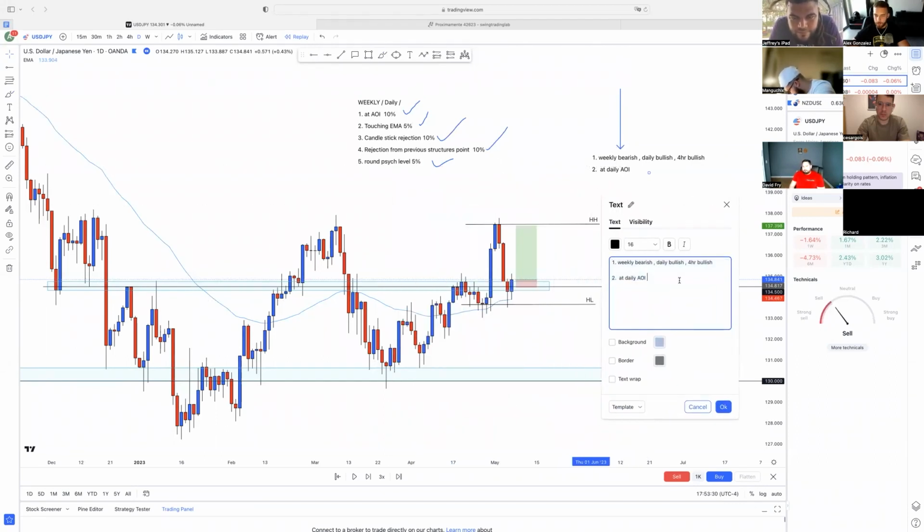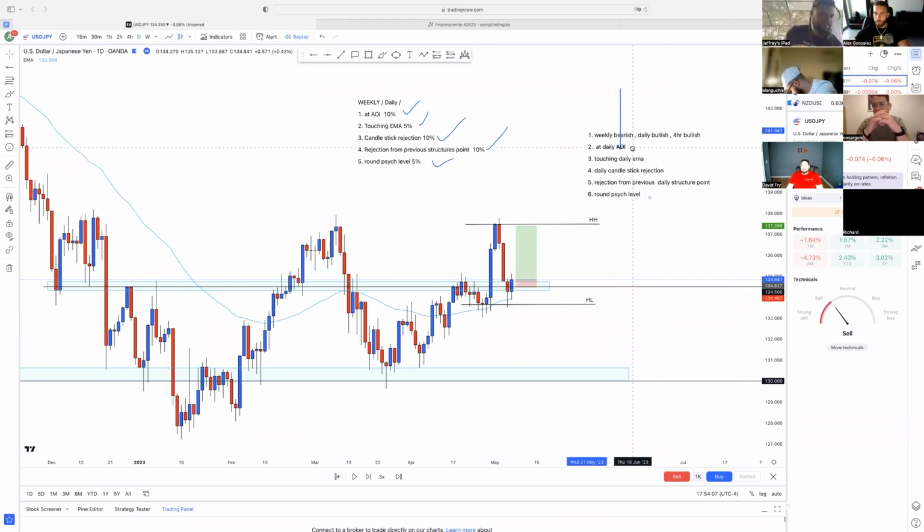So we come here, we add it, 3, we have touching EMA, daily EMA. You guys got to make sure you add the time. We have daily candlestick rejection. We got rejection from previous daily structure points. Don't mind my spelling. Rejection previous daily structure point, and then we have round psych level.